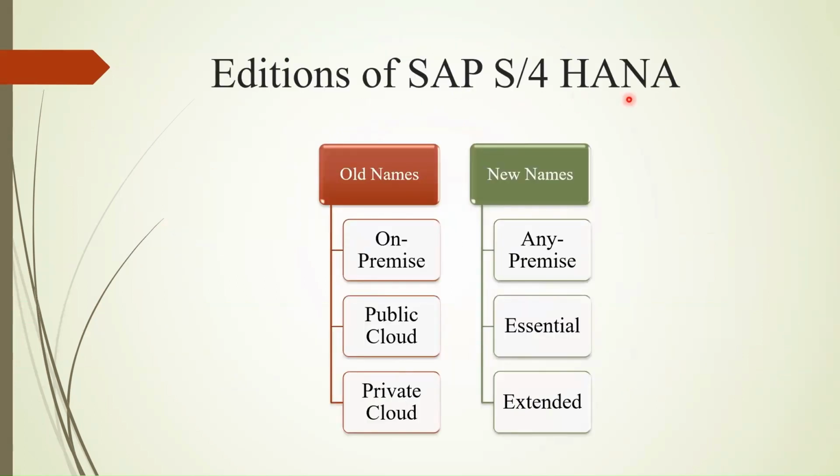Editions of SAP S4 HANA. Like SAP ECC, here also there are two versions, on-premise version and cloud version. And the cloud version is further divided into two, public cloud version and private cloud version. Any premise version, essential version, and extended version are the new names of on-premise, public cloud and private cloud versions respectively.